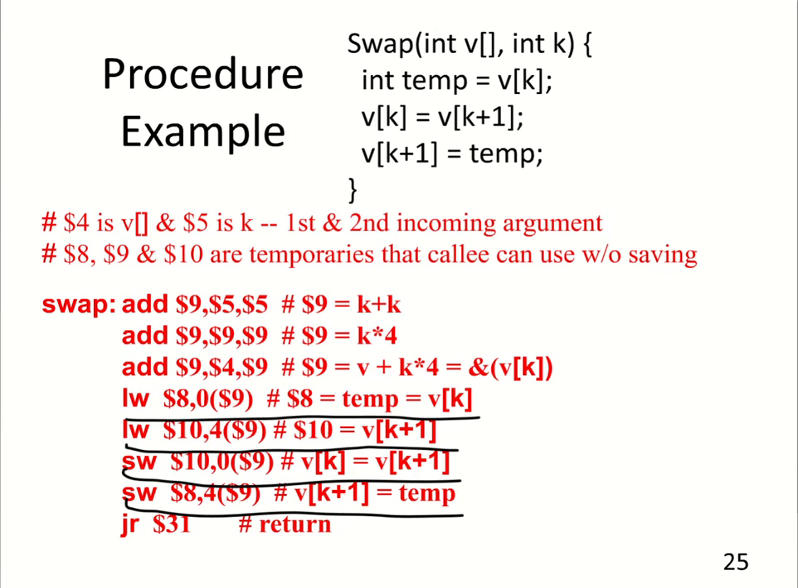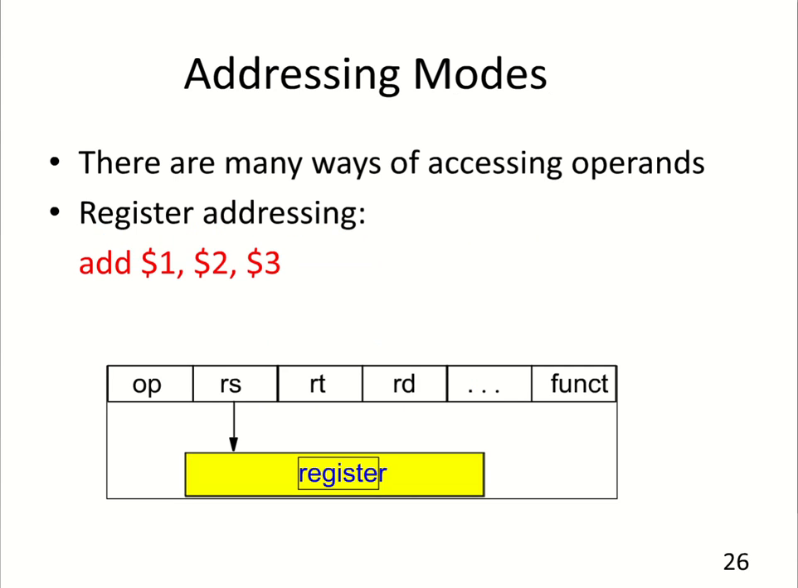So we avoid actually allocating any memory for that temp variable. We can simply use a register to accomplish that task.